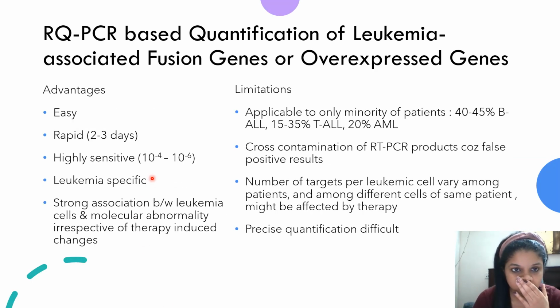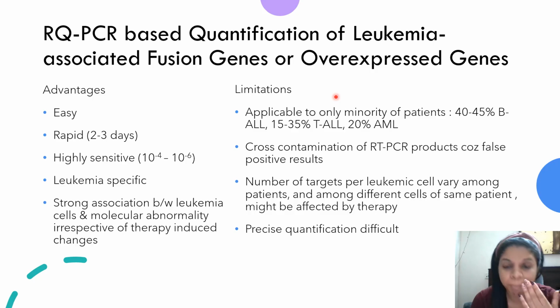Then what are the advantages of this technique? RQ-PCR, by which we are quantifying the fusion gene transcript. Okay. The advantages: it is an easy technique. It is faster, you will get the result in 2 to 3 days, and it is very highly sensitive compared to flow cytometry, and it is leukemia specific. Leukemia specific means the fusion transcript obviously won't be seen in normal cells. So it is a more specific test. Then there is a strong association between leukemia cells and molecular abnormalities. The same thing, that is, normal cells wouldn't show the fusion transcript.